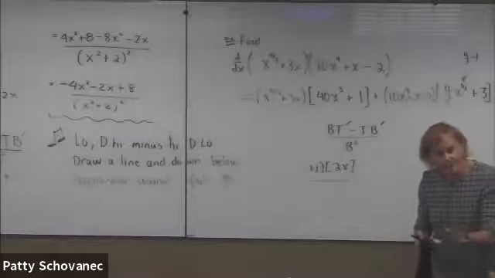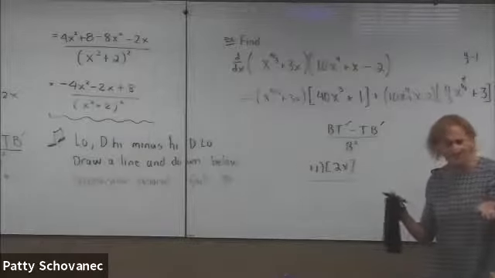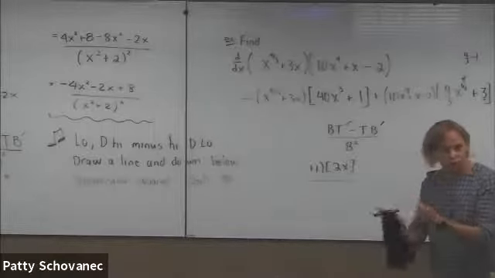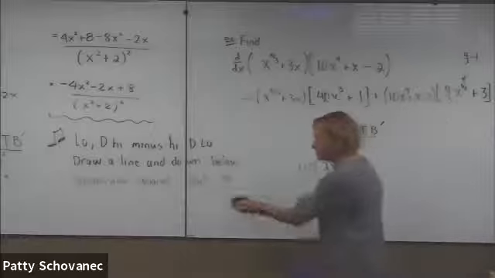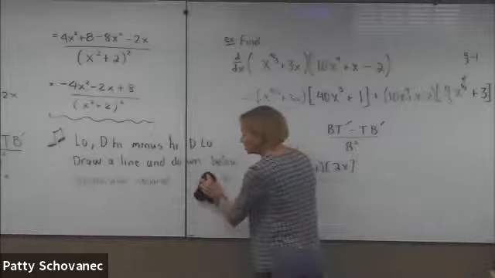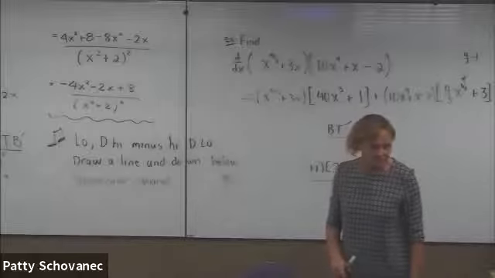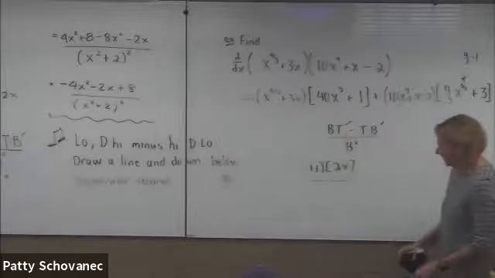Low D high minus high D low, draw a line and down below, denominator squared shall go. But that was back in my day when songs were kind of poppy. If you guys want to, put it to a little wrap. Can we get extra credit if we make EDM music based off of that?